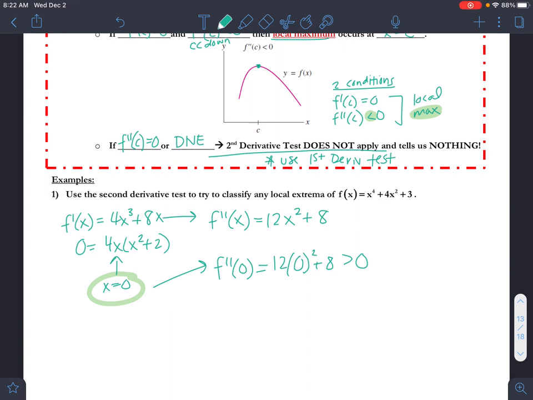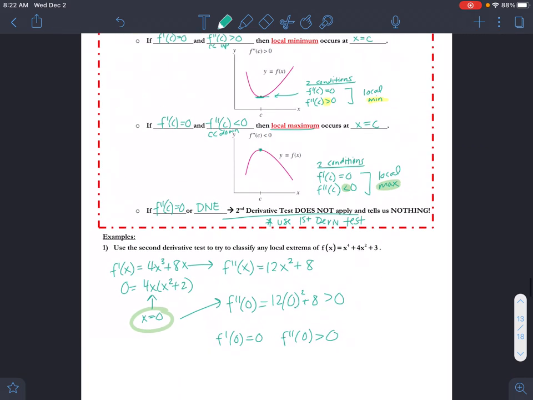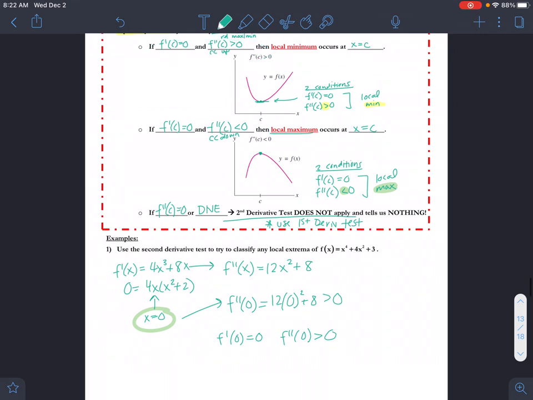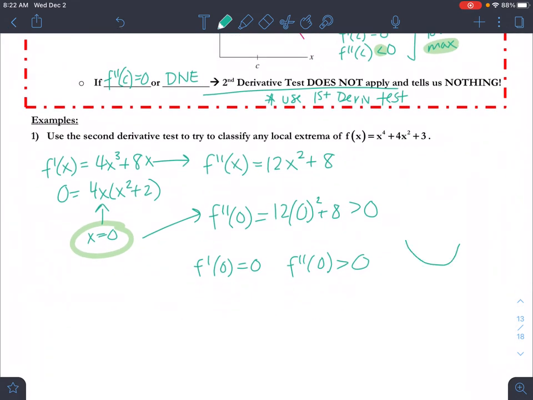Okay, so think about what are the two things you figured out. F prime of 0 is 0, and f double prime of 0 is positive. Okay, so take a look. Where does that happen? That's right here. Okay, again, it would look something like this. Concave up, and it's that 0 slope at the bottom, so it must be a local min. Okay, this guarantees it, these two conditions.